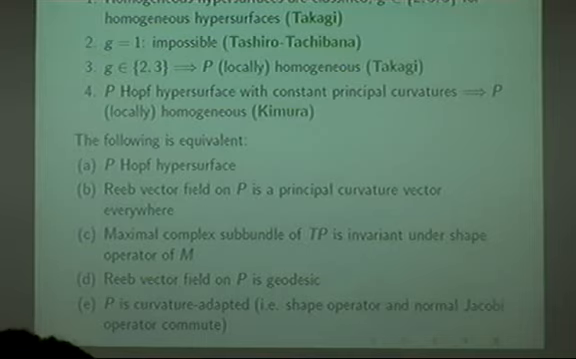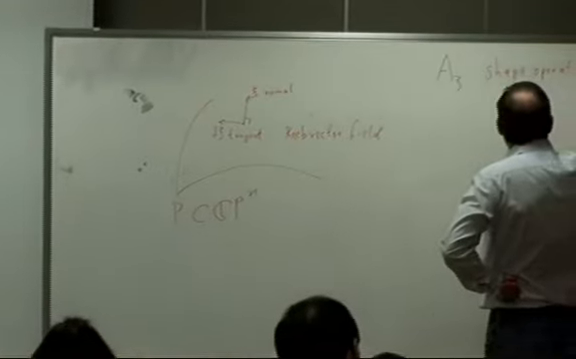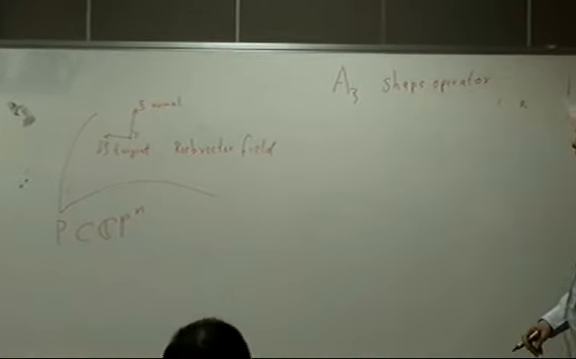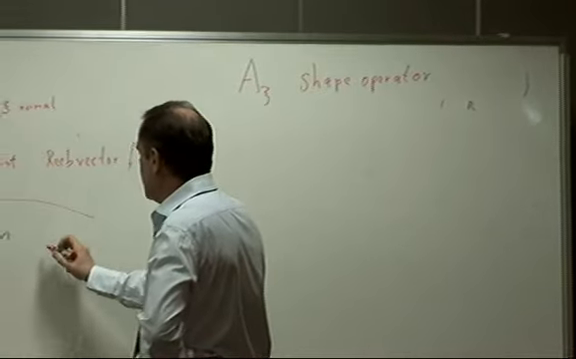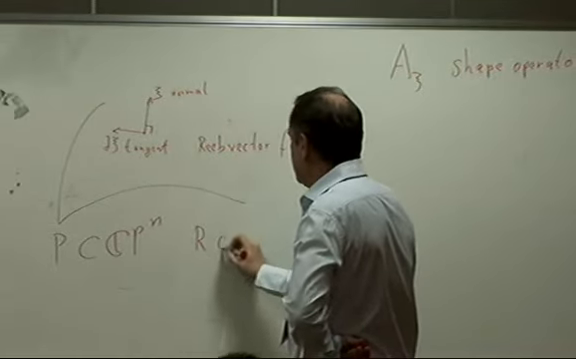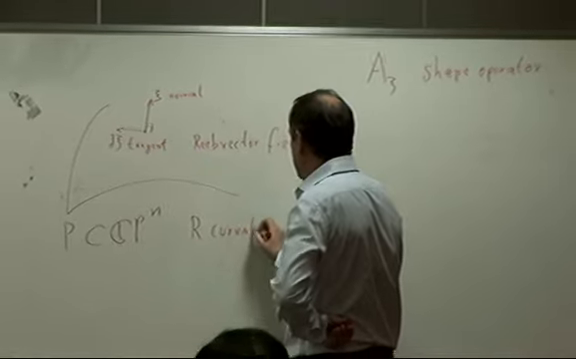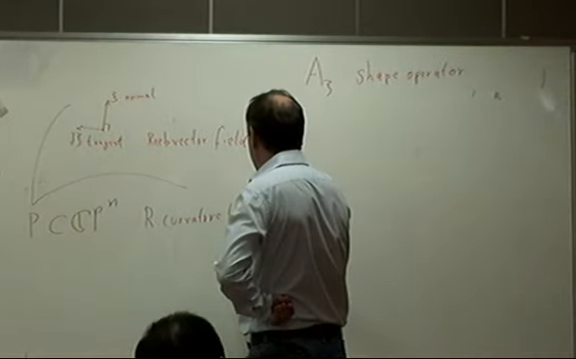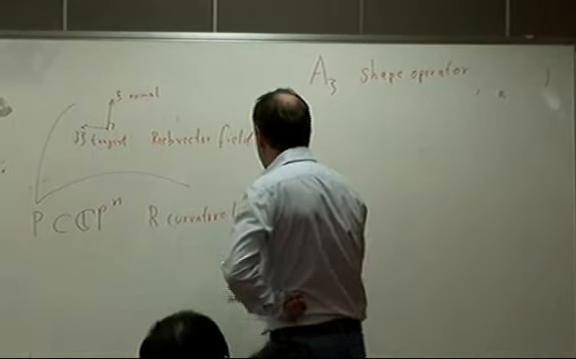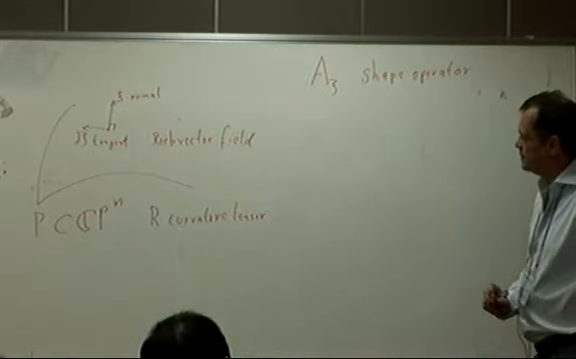It's curvature adapted. So when we have a normal vector, we get the shape operator, A psi. The eigenvalues of this are the principal curvatures. And then we get the normal Jacobi operator. So let R be the curvature tensor of CPN.